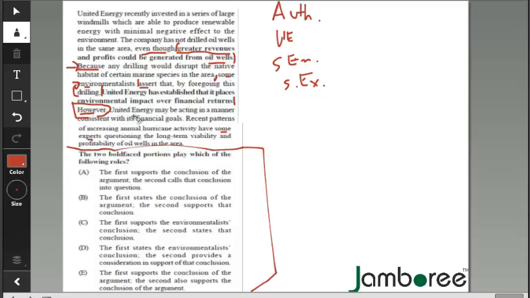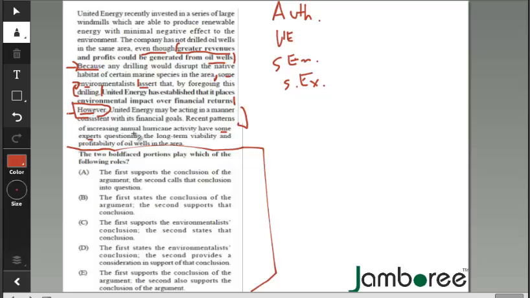However, United Energy may be acting in a manner consistent with financial goals. Well, some environmentalists may feel that, but actually United Energy is acting in a manner in line with its financial goals, and then it goes on to give a reason for why they feel that. Now this is all the author. This portion the author is saying, right? The author is connecting the dots.